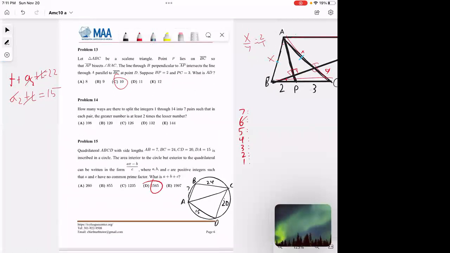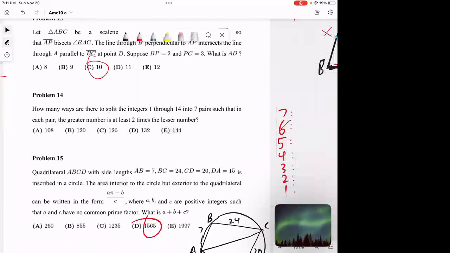So how many ways are there to split the integers 1 through 14 into 7 pairs, such that in each pair the greater number is at least 2 times the lesser number? What we noticed about this question is it would be really hard if we had to consider every single case, right? Like if 1 could be with 2, 3, 4, 5, 6, 7, 8, all the way through 14, but then 2 doesn't have to be with anything if we pick 2, and there's a bunch of complications, right?